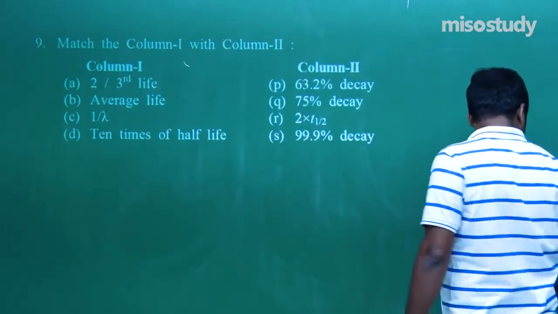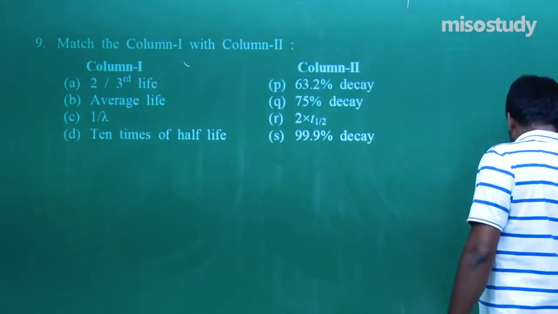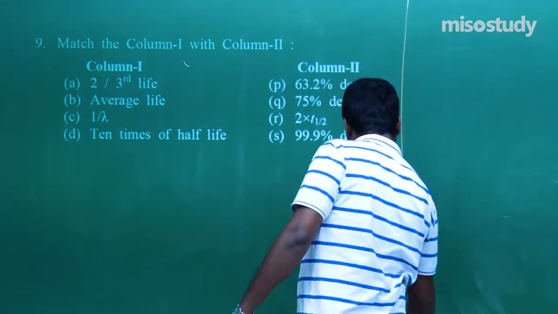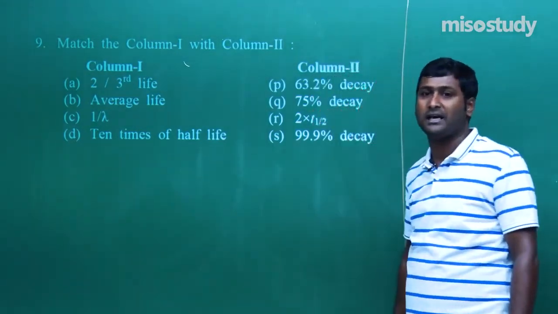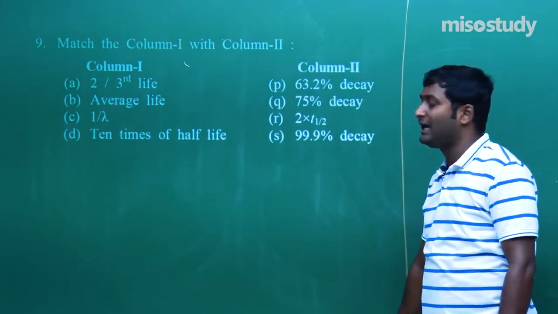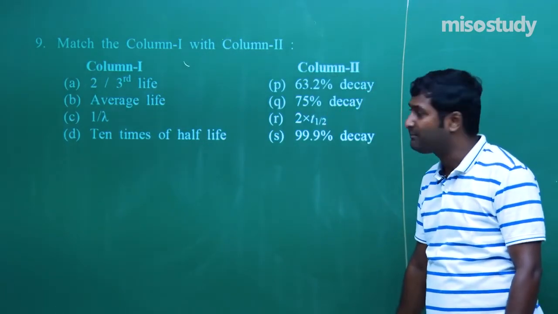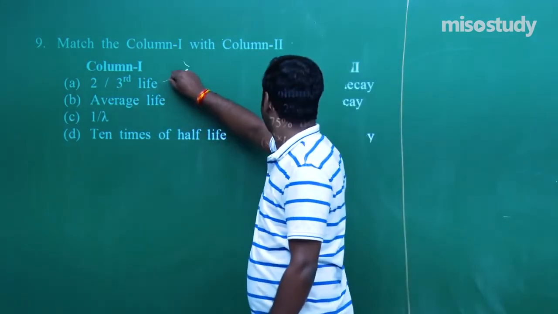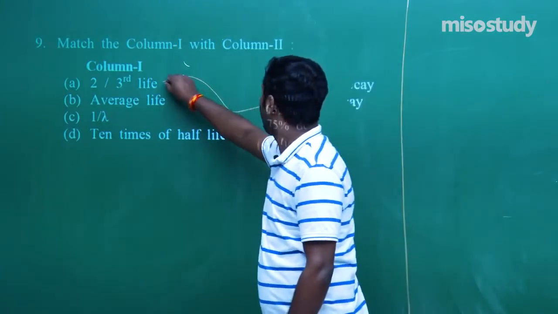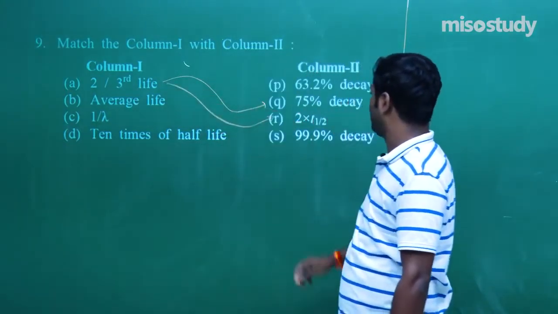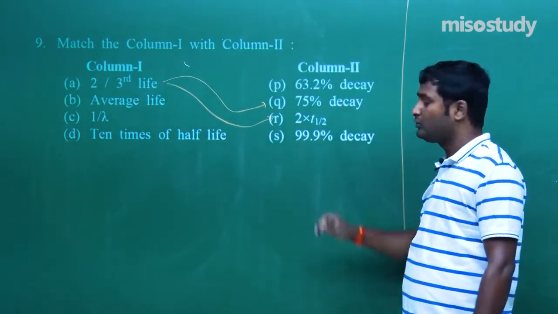Match the following. This is one of the simplest questions. You can easily solve such kinds of questions, my friend. Tell me what will happen in this case. Check it out: 2/3 life means 75%. That is, the answer will be 2 into T half, that is 2 half-lives.